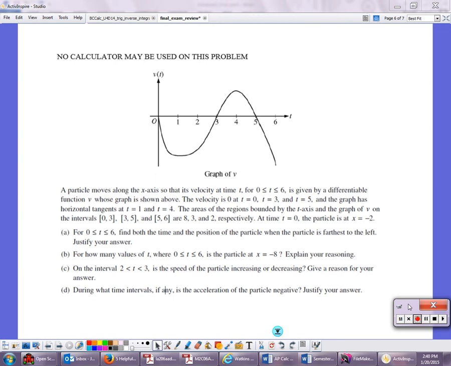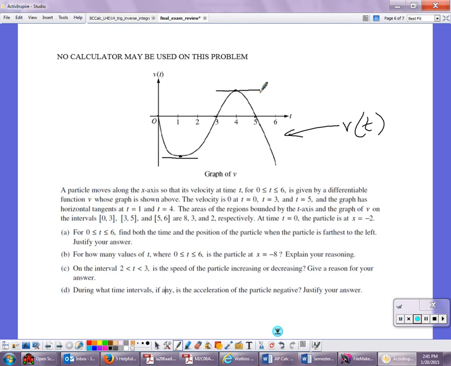Okay, so it says a particle moves along the x-axis so that its velocity at time t, for t between 0 and 6, is given by a differentiable function v whose graph is shown above. So key thing to start with is that this is velocity, right? Okay, that's important. The velocity at t equals 0 is 0, and it's also 0 at t equals 3 and t equals 5, just like it looks on the graph. And the graph has horizontal tangents at t equals 1 and t equals 4. So right here there's a local minimum, and here there's a local maximum.